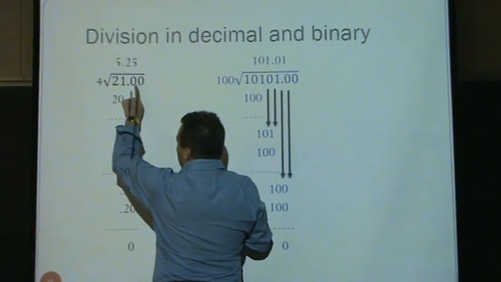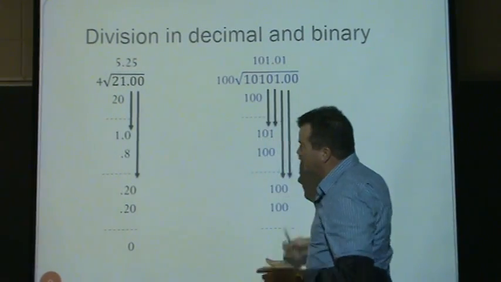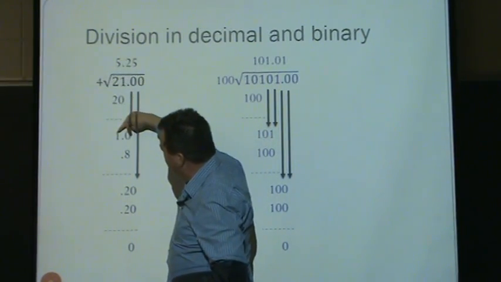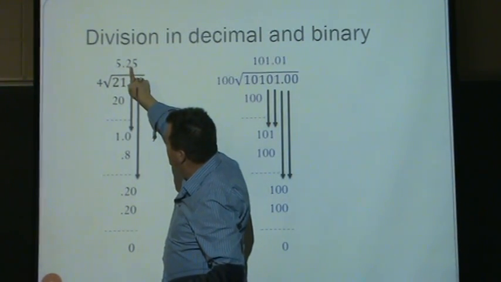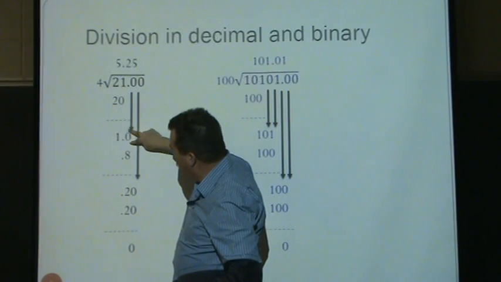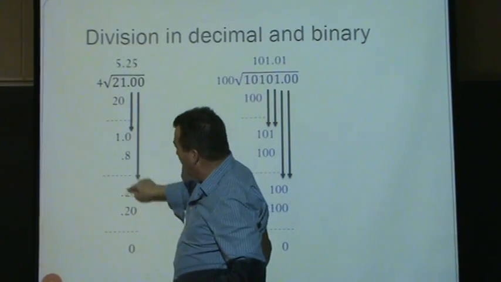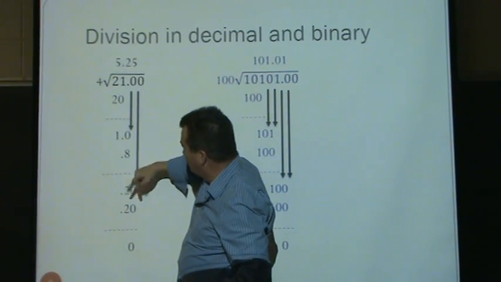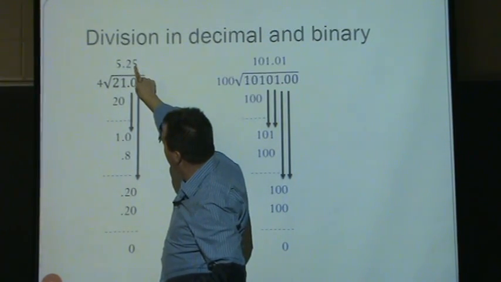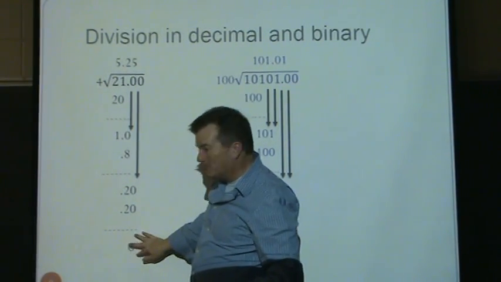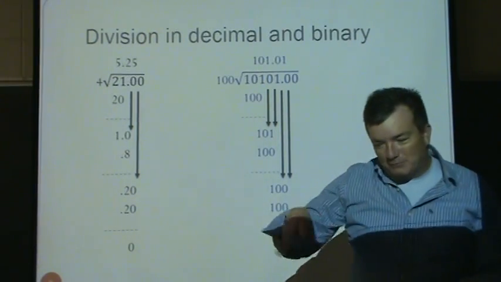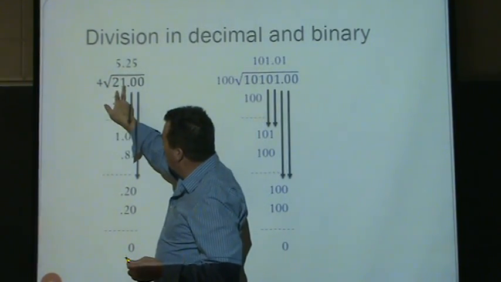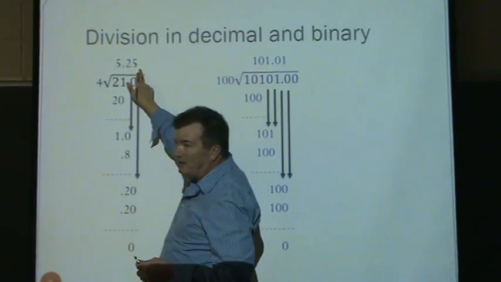Now we put a decimal point and start putting in zeros until there's no more remainder. So we bring a 0 down, and now we have 10. How many 4s are in 10? There's 2. 2 times 4 is 8. We subtract: 10 minus 8 is 2. How many 4s are in 2? There aren't any, so we bring another 0 down. How many 4s are in 20? There's 5, so we put a 5 here. 5 times 4 is 20, and we're done. As soon as you get a remainder of 0, you're done. So you keep calculating the decimal until there is no more. So 21 divided by 4 is 5.25, right?